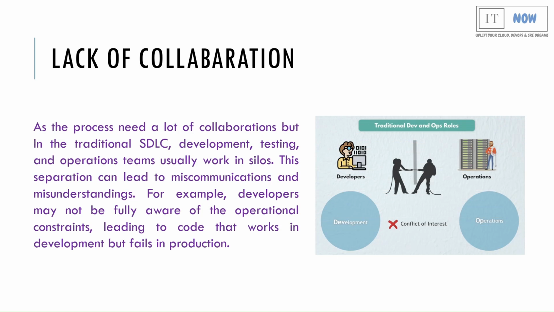Another critical challenge is lack of collaboration between different teams. As the process needs a lot of collaboration, but in traditional software development, development, testing, and operational teams usually work in silos. This separation can lead to miscommunication and misunderstandings. For example, developers may not be fully aware of the operational constraints, leading to code that works in development but fails in production.